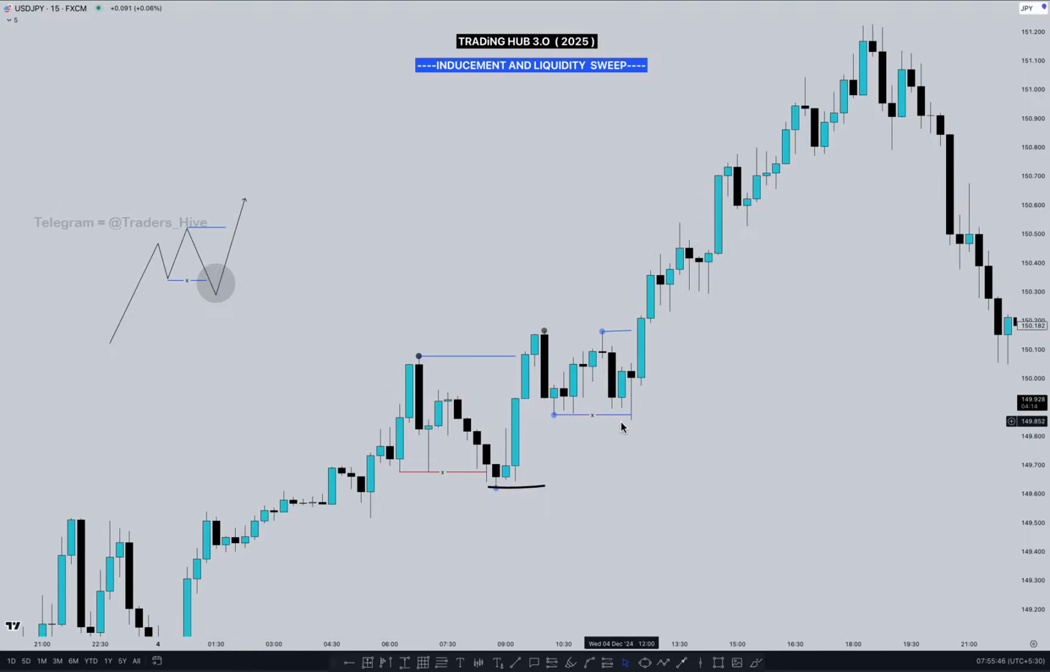So this one is a liquidity sweep, and the first diagram was our inducement, and the second one is our liquidity sweep. In this case, after taking out the inducement and taking out the liquidity, we are planning for the buy and sell. Let me show you a few more examples.